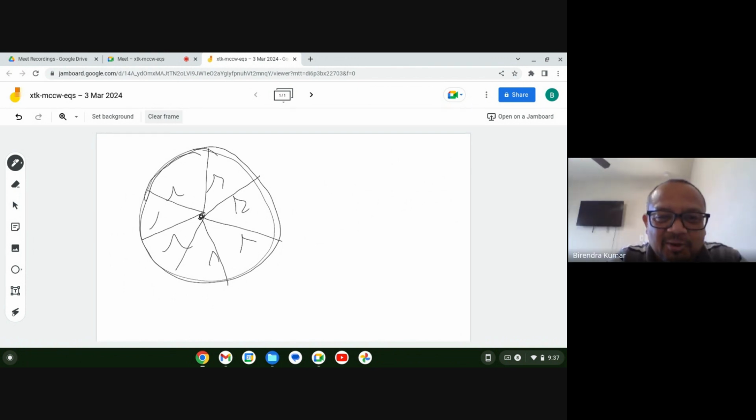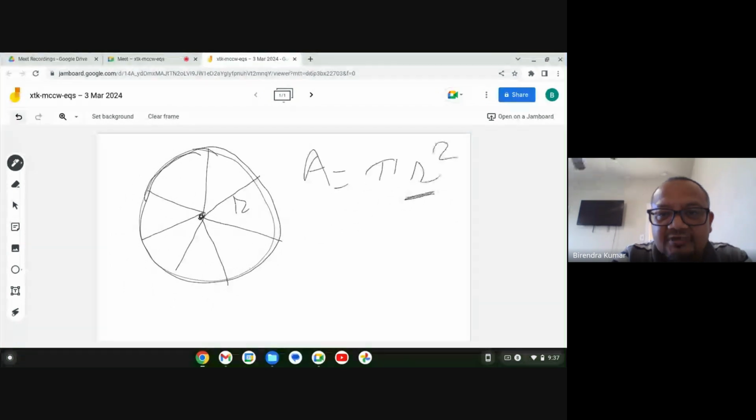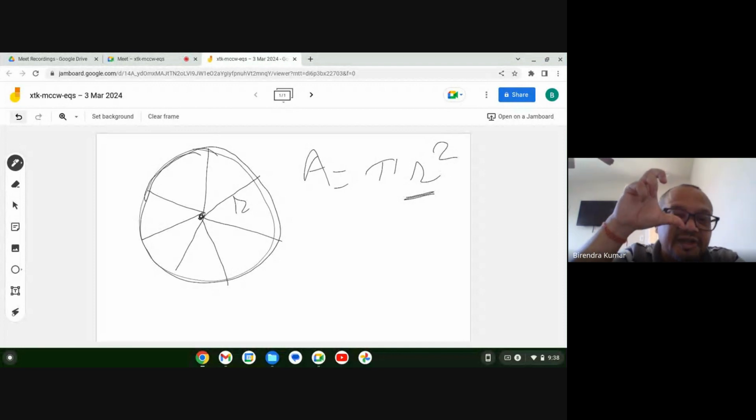Coming to that. Now, the area of a circle is pi r square. R is the radius. The area of any circle is dependent on the radius. That's why I was stressing on that point. When you are rotating the fan, what is the length of the blade?